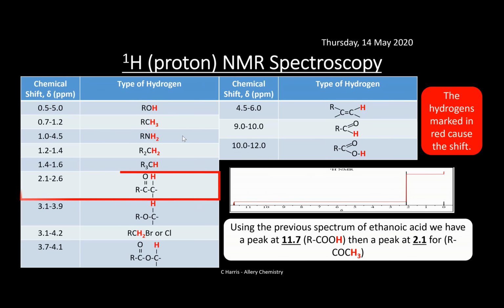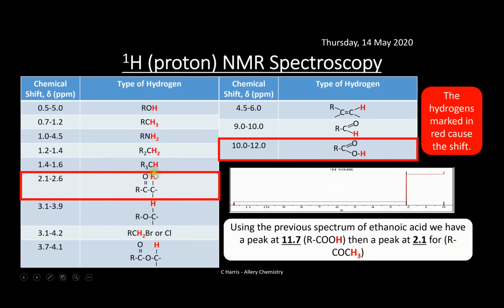Okay, so here we've got a previous spectrum of ethanoic acid. Okay, and we have a peak at 11.7, remember, and then a peak at 2.1. So this peak at 11.7 is actually telling us that it's a hydrogen. What's actually causing this peak is this hydrogen that's bonded to the oxygen. So that tells us straight away we have a carboxylic acid because it's shifted right up there.